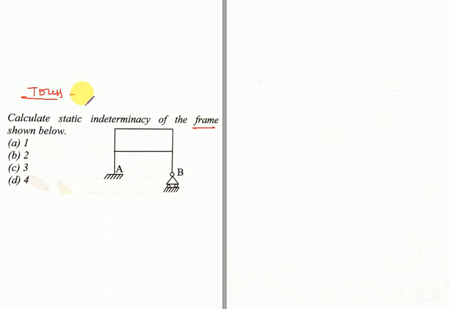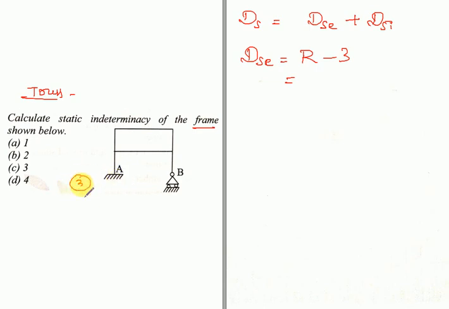After clearing that, come up with the formula. Here they are asking us to find the static indeterminacy of a plane frame. So Ds is equal to Dse plus Dsi. Dse is equal to r minus 3. The total number of reactions here is 3 for the fixed support and 1 for the roller support. So 3 plus 1 is equal to 4. 4 minus 3 is equal to 1. The value of Dse will be 1.